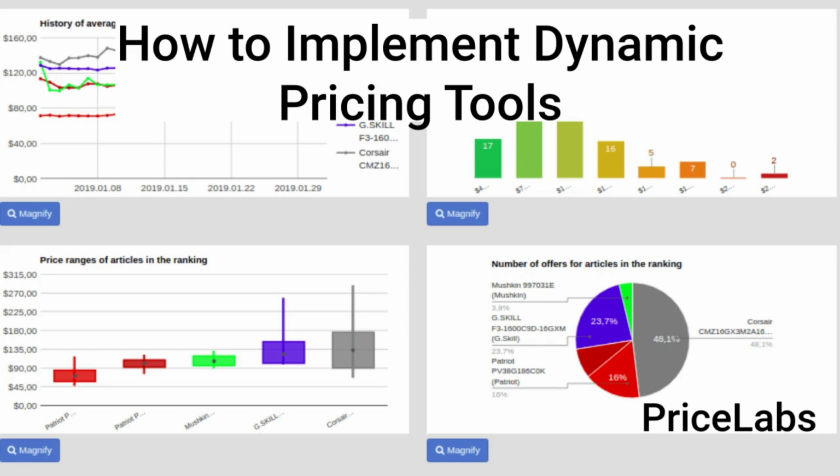Price Labs. Price Labs is a powerful dynamic pricing tool that offers real-time data analysis. It customizes pricing recommendations based on market demand, competitor rates, and your property's historical data. One of the best features of Price Labs is its flexibility. You can set a minimum and a maximum price level to ensure your rates stay within a comfortable range for you.